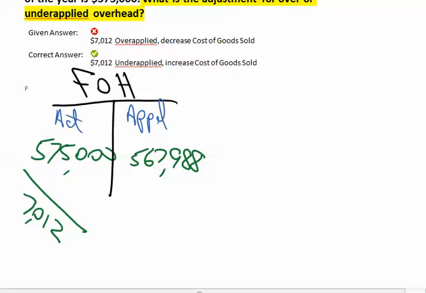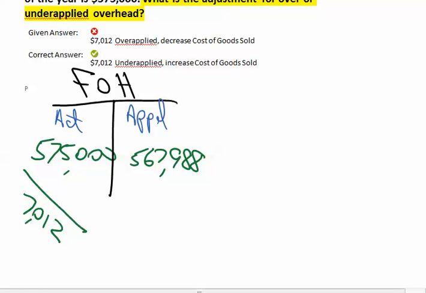Well, it could be applied, and generally speaking, the easiest way they showed us in the chapter is to apply that amount to cost of goods sold. So we just take the whole amount, we're going to transfer it down to cost of goods sold. To get rid of a debit balance, we'll need to credit factory overhead, and of course we have to debit something else, and that's going to be the cost of goods sold.